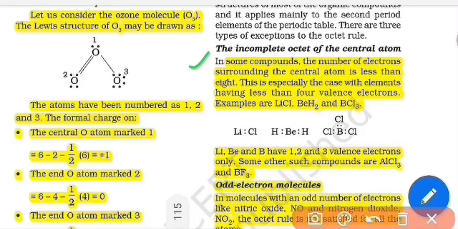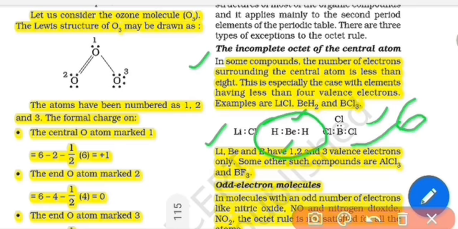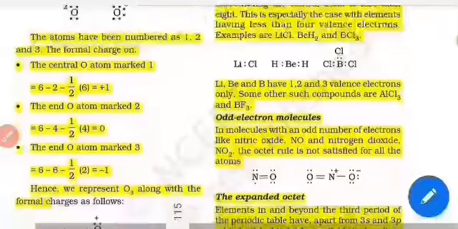This is especially the case with elements having less than 4 valence electrons. For example, lithium chloride LiCl, BeH2 and BCl3. In BeH2, the number of electrons in the valence shell of beryllium is 4. It's not 8. Again, in BCl3, the number of electrons in the valence shell of boron is 6. So it's not 8. But still these molecules are stable. So it is a limitation of the octet rule.